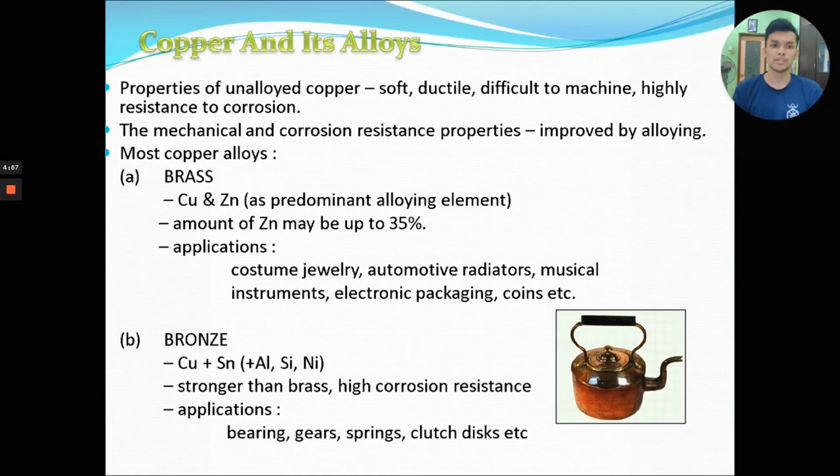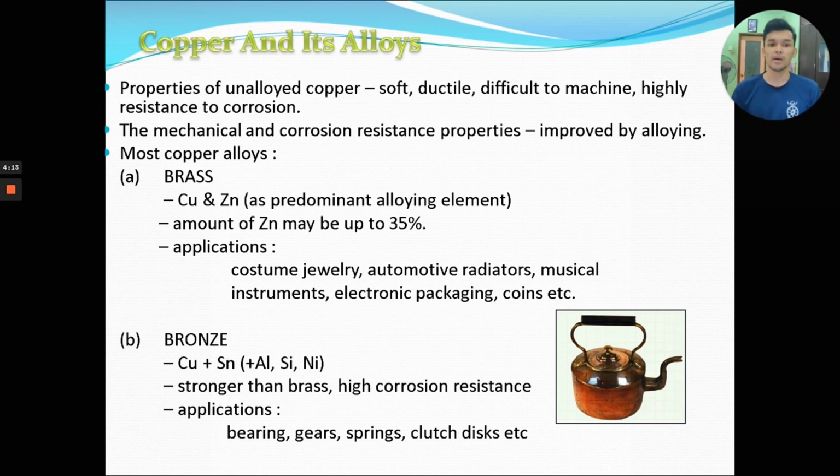Okay, so we go to the copper and its alloy. The properties of unalloyed copper: it is soft, ductile, difficult to machine, and highly resistant to corrosion. The mechanical and corrosion resistant properties have been improved by alloying. Most coppers are alloys. The first one is brass. Brass is a combination of copper and zinc as the predominant alloying element. In this combination, the amount of zinc may be up to 35%.